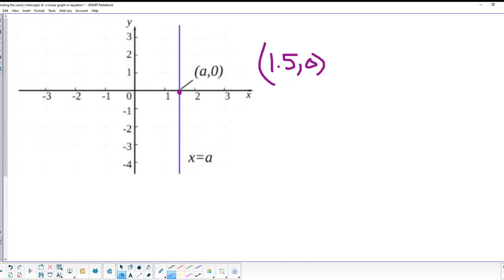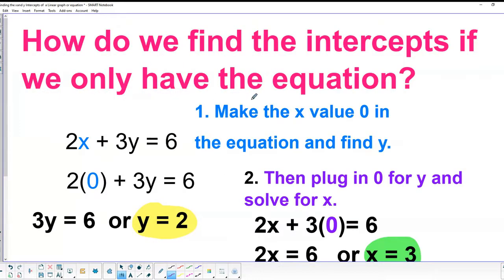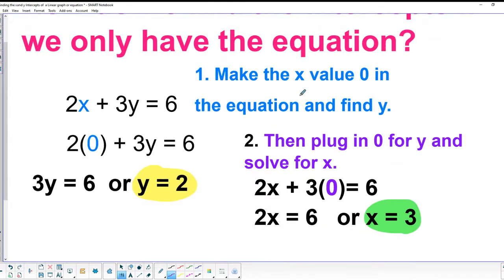All right, keep moving along. How do we find the intercepts if we only have the equation instead of a graph? Well, here's an example equation that hasn't been solved for y yet. To find the x-intercept or the y-intercept, we start out by first making one of the x values or the y values equal to 0, and then solving the equation for the other one that hasn't been substituted in for 0.